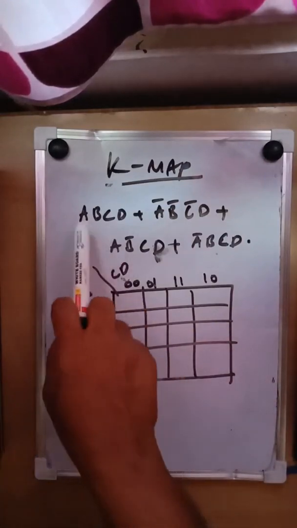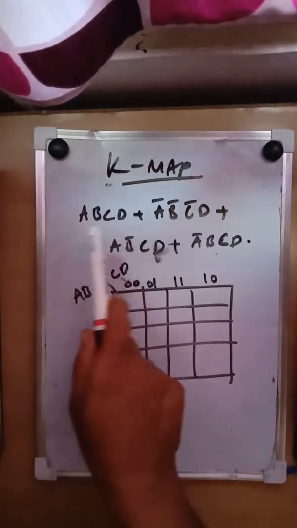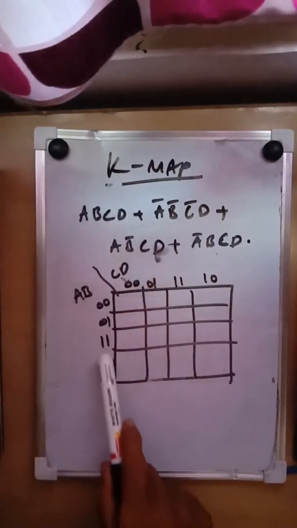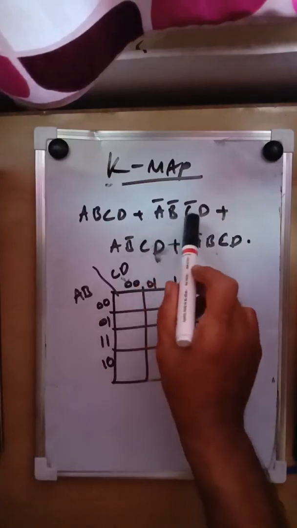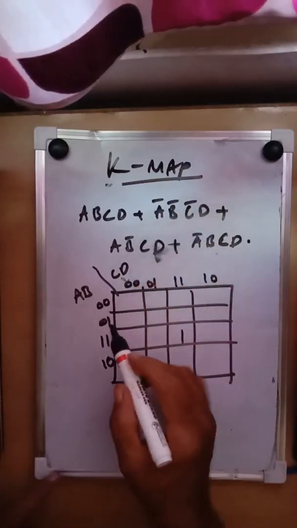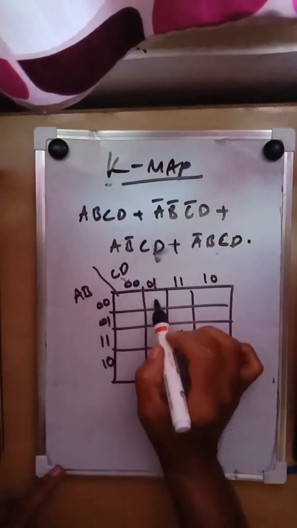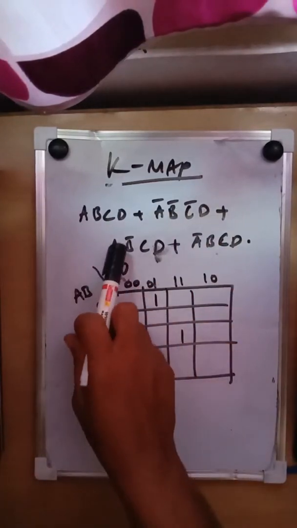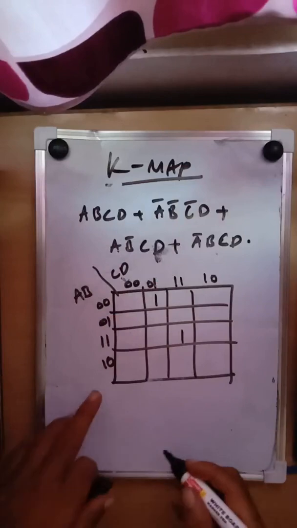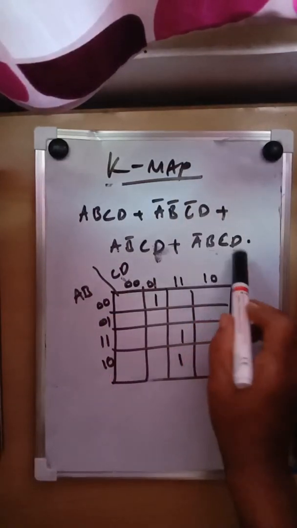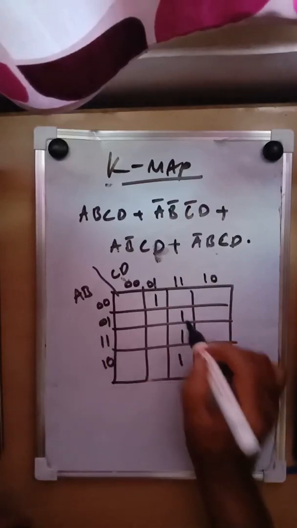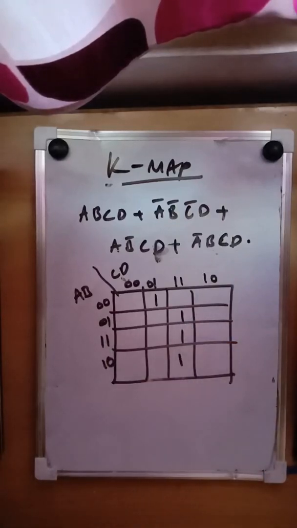Next task is to place these ones here. ABCD: 1, 1, 1, 1, that means all ones, so these two are 1 and these two are 1. Next, 0 0 0 1, that means AB is 0 0 and CD is 0 1, placed here. Next is 1 0 1 1, placed here. Next is 0 1 1 1, here. This is how we place them, and after finishing, we try to merge them.